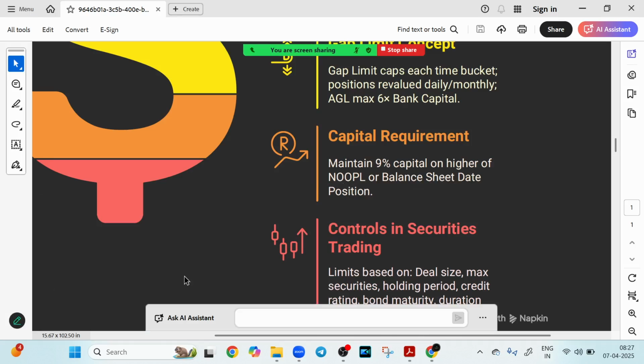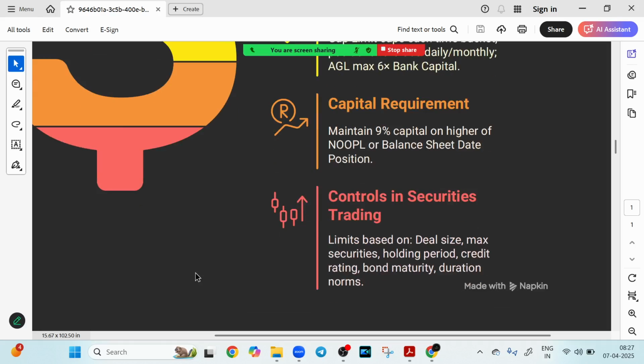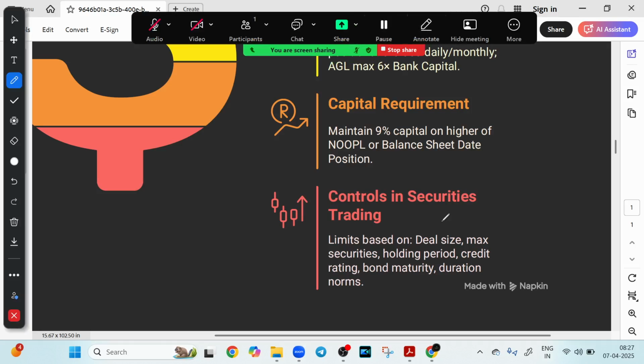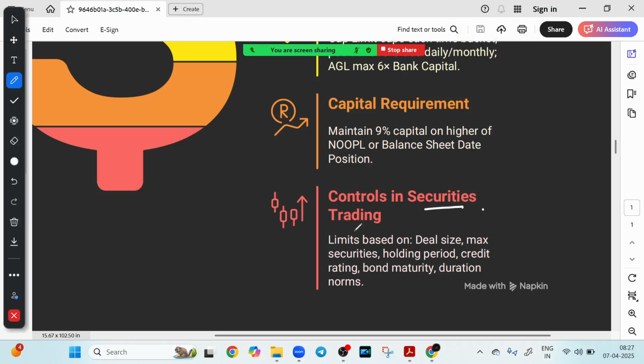Then look at the control in securities trading. It does not end with forex. Even security trading is tightly controlled. Banks follow strict limits based on deal size, maximum security, number of securities, holding period, credit rating, bond maturity, and everything else. These checks keep speculative risk under control and ensure portfolio stability.